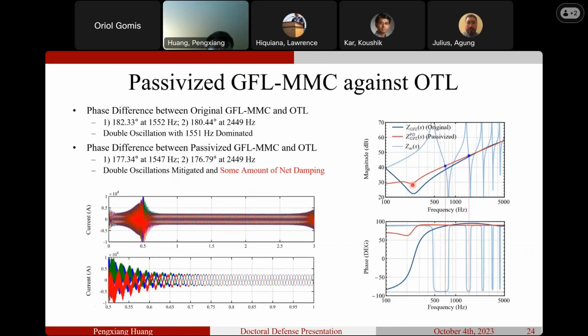So let's see some cases. Okay, so the first case is MMC connected to a long overhead transmission. The wideband shaping is disabled at the beginning, but enabled at t equals to 0.5 seconds.